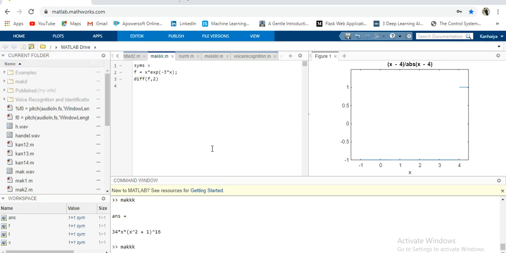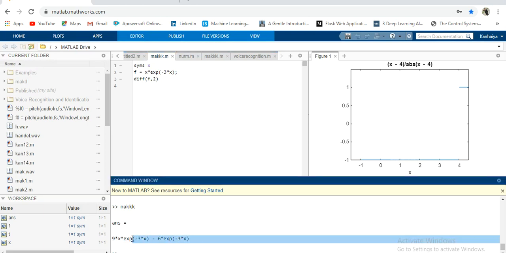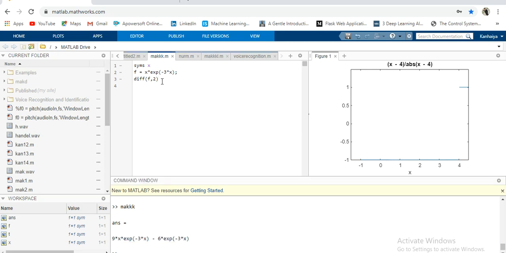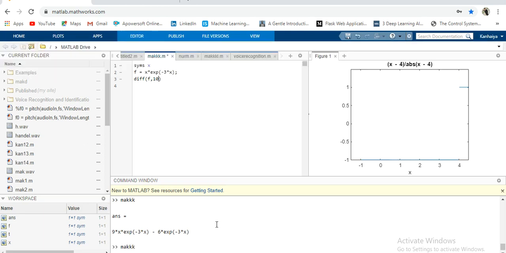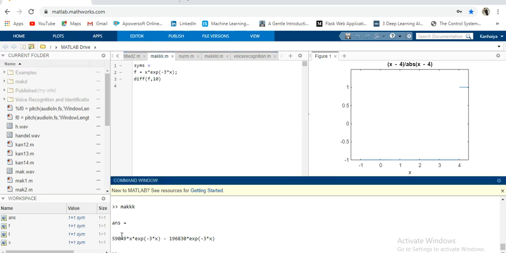Yeah, this is f prime 2. Even if we solve it manually, it is very simple, but for a complicated problem it will take lots of time. Okay, right. Now move to the next one. And let's try the 10th order derivative. This is a huge one, right? If we try to solve it, first we have to solve for 1, 2, 3, 4, up to 10 times. It will take lots of time.